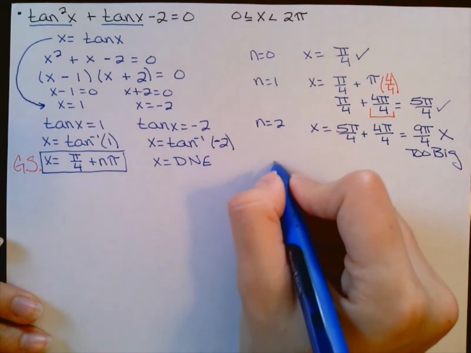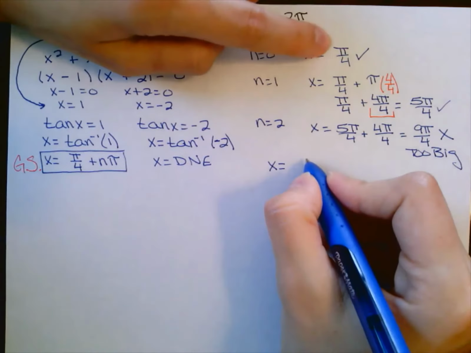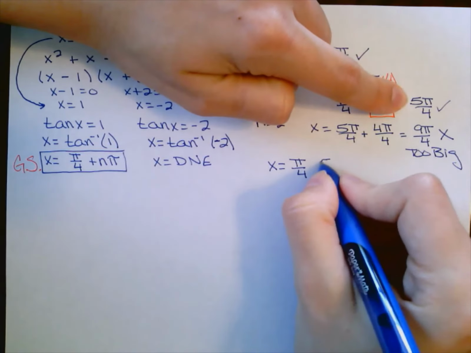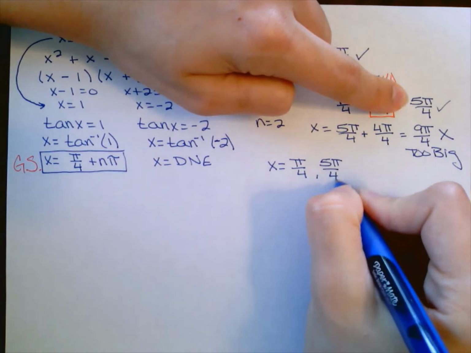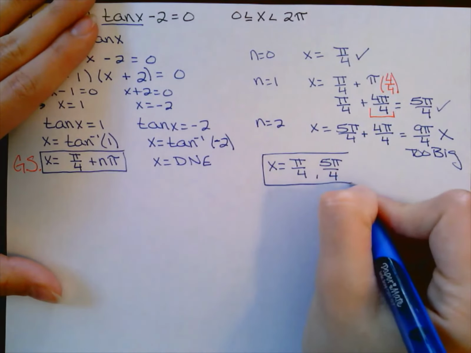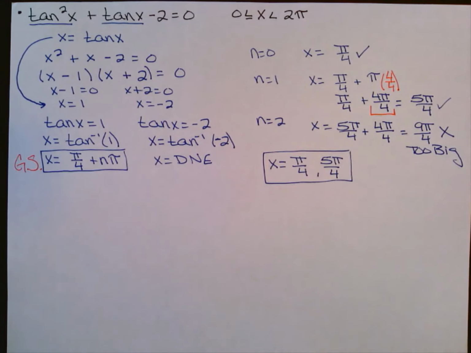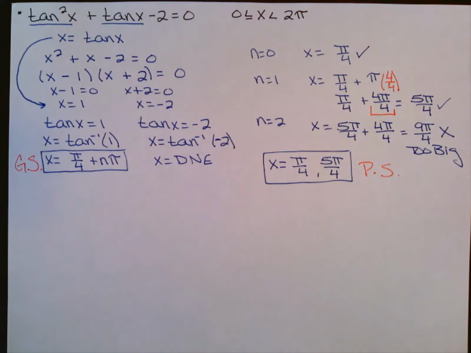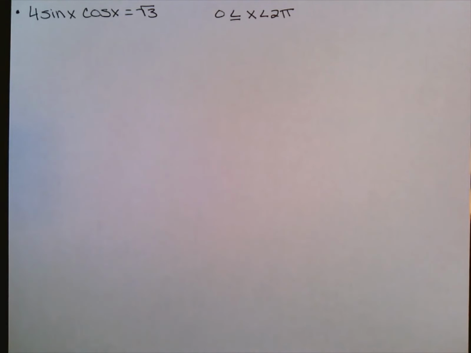Okay, so my only answers are pi over 4 and 5 pi over 4. And that is my particular solution. Okay? Okay, I'm going to leave you with 2 last questions, and I'm going to up it. I'm going to make it a bit more difficult. So bear with me. Just want you to be able to think out of the box with these.